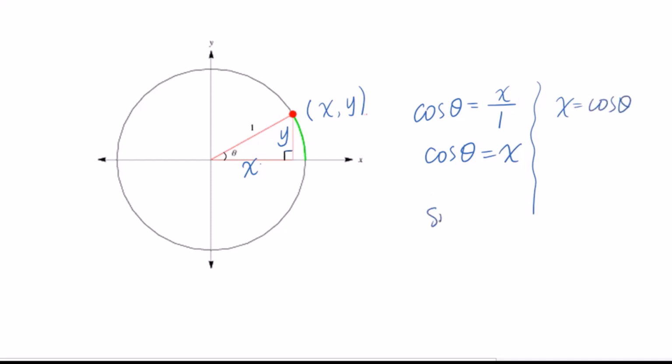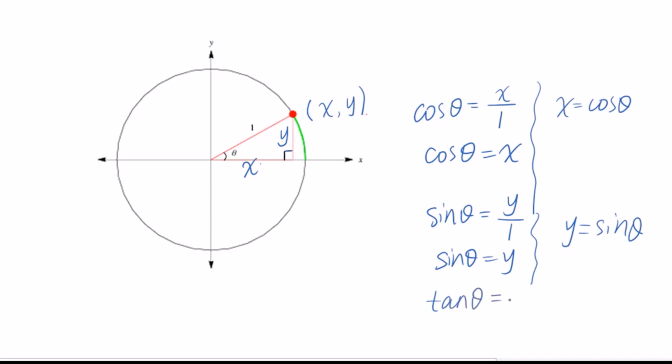For sine theta, I can write down y over 1. So we get sine theta equals y. In other words, we got y equals sine theta. And for tangent theta, that equals y over x. So we can label the coordinate in a unit circle as cosine theta, sine theta, and tangent theta is y over x.